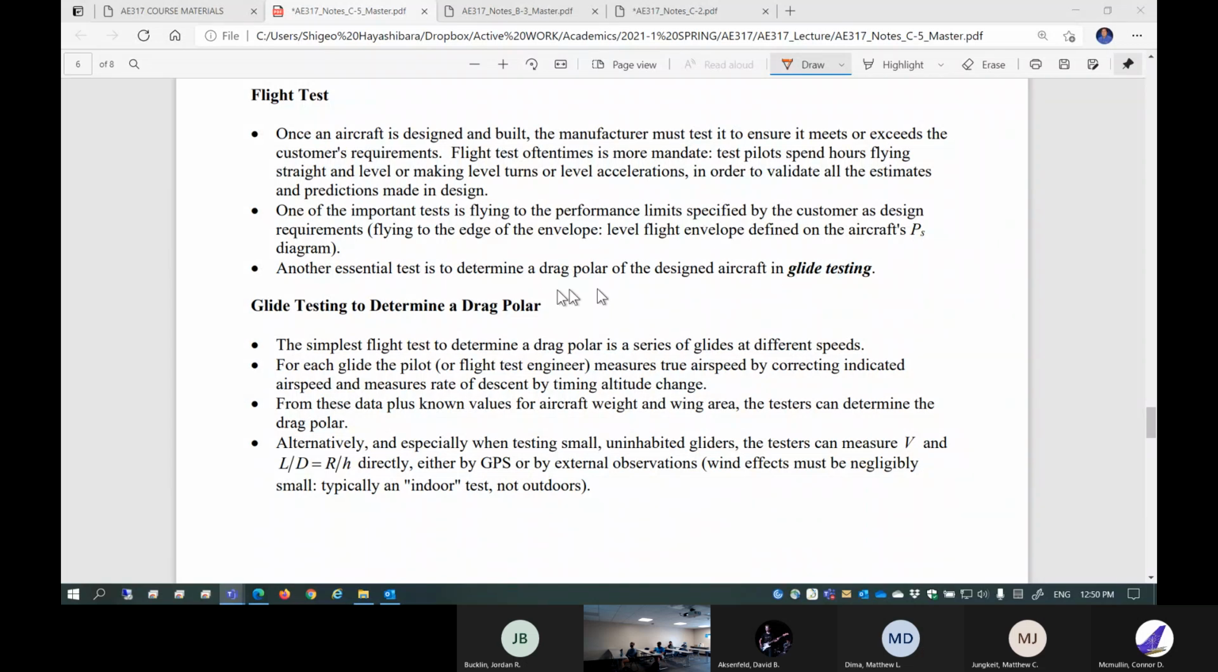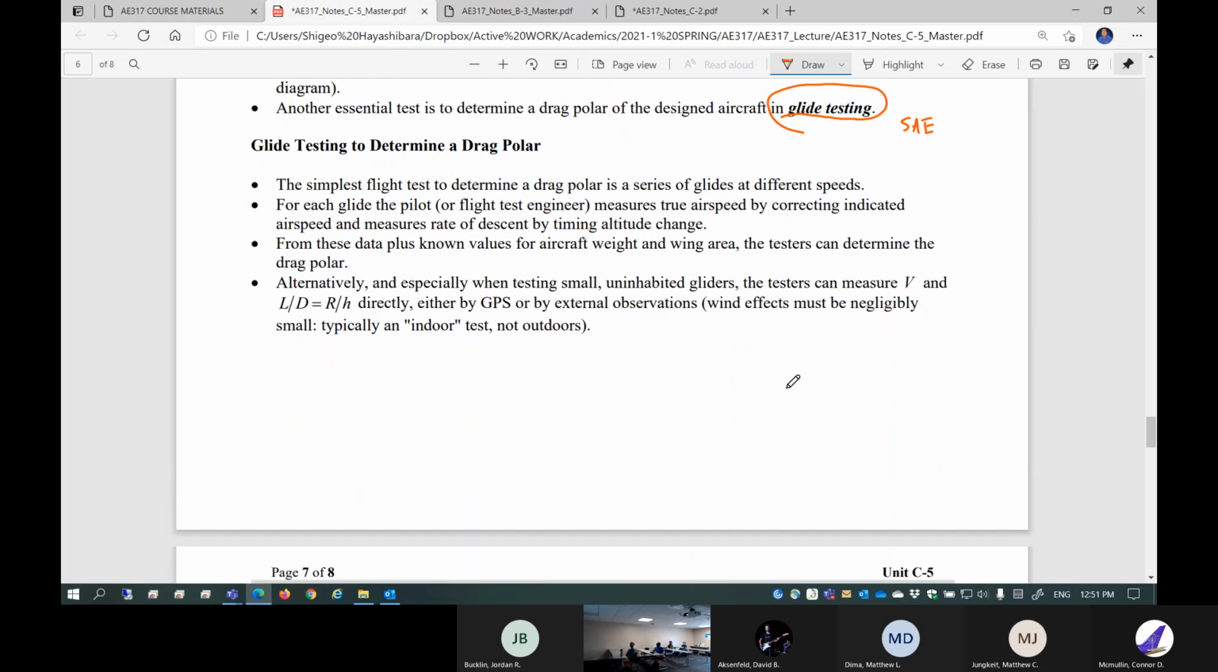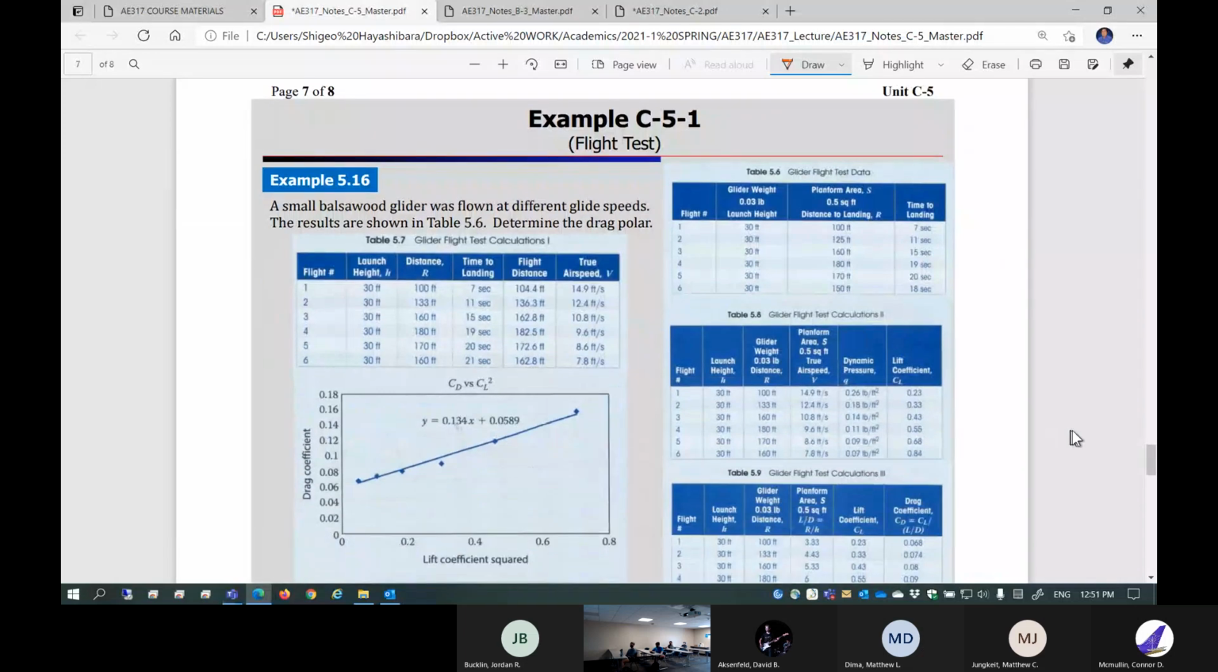Another essential test is glide testing. This is something you can do, SAE, okay? All right, so this is a glide test to determine drag polar. You don't need the engine. You're just going to make it fly in a big room like a gym, and you're going to determine the position and the time. And then you're going to determine L over D, which is equal to range over altitude, and you can optimize for the optimum glide range, okay? So next page. Let's just take a look at the small balsa wood glider testing.